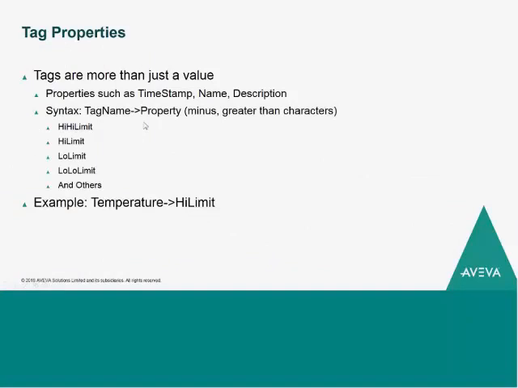The syntax to get to those properties, such as timestamp, the name, the description, you would use the tag name, a minus greater than. It looks like a little arrow, but it's actually two characters, the minus sign or hyphen, and then the greater than character, and then the name of the property. So, for example, temperature minus greater than high limit will get you to the high limit of that alarm set point for that temperature tag.